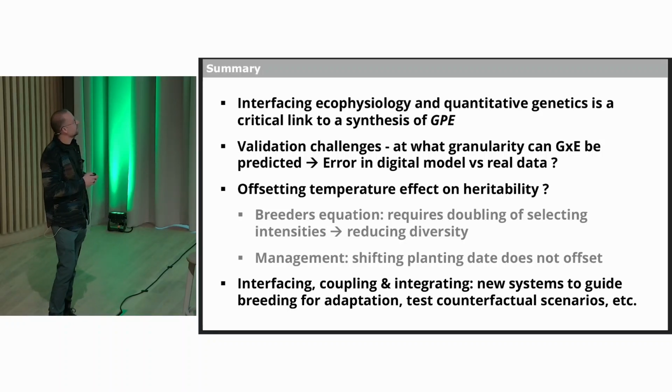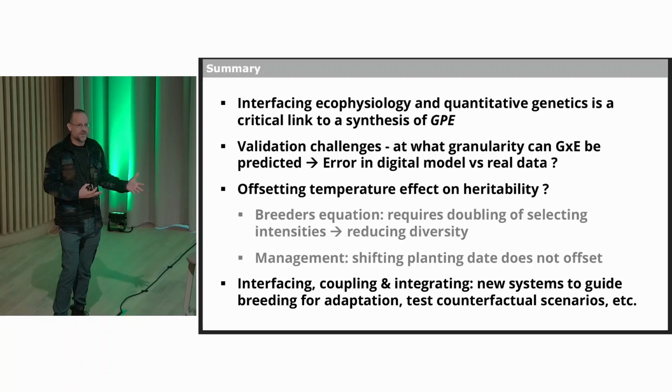So what I'm going to summarize and let you know is that I think interfacing physiology and quantitative genetics, for me, has been a critical eye-opening link to be able to think about this GPE synthesis that I mentioned. There are several validation challenges that we encounter in the process of this. In particular, at what granularity G by E can be predicted. For instance, there's existing error in the real data itself, where standard errors can sometimes get large, and it leads to a lot of uncertainty about whether your model is right or whether the real data are right.